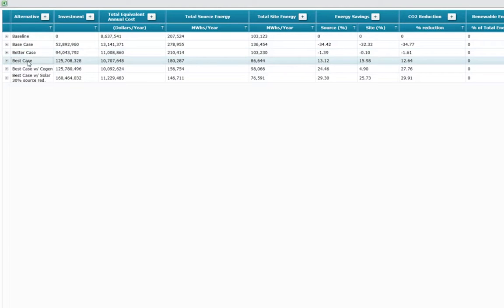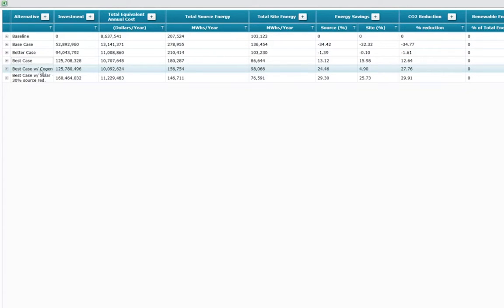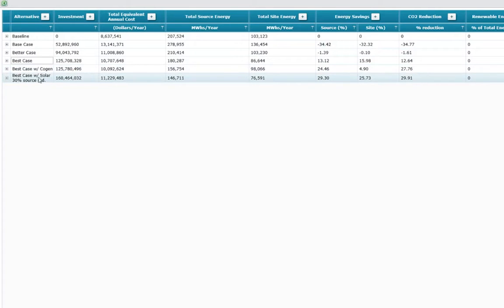And then the best case, we were pushing beyond and into things where the cost of the energy didn't necessarily pay for implementing the case, that there were other reasons why we were pushing that. So then we took the best case and did a cogen model with it, realizing that there are ways of getting biomass, and in this case it's natural gas cogen. So just looking at how that improves the model. And then we did our best case with a 30% source reduction by adding solar.